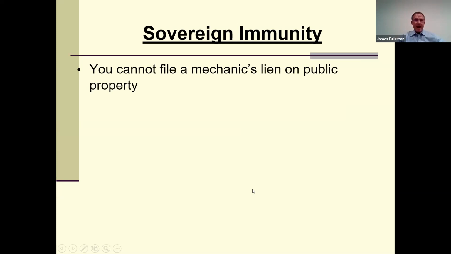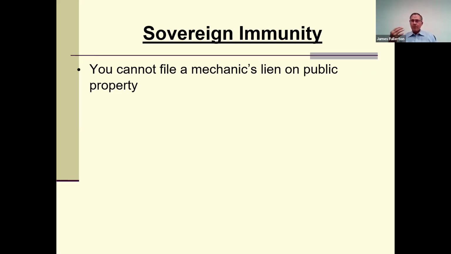Now, the concept of sovereign immunity is you can't sue the king. By the same token, you cannot file a mechanics lien on public property. So that possibility is eliminated on a public project. The public takes a dim view of people like me filing a mechanics lien on a post office or on an elementary school. That interferes with the governing body, and you're not allowed to do that.